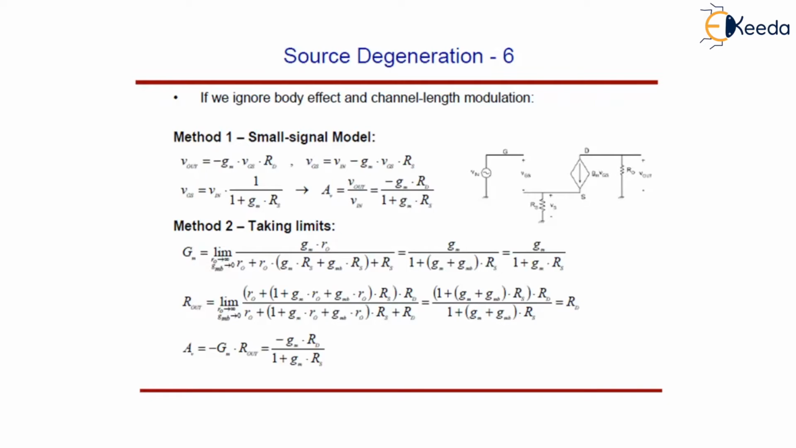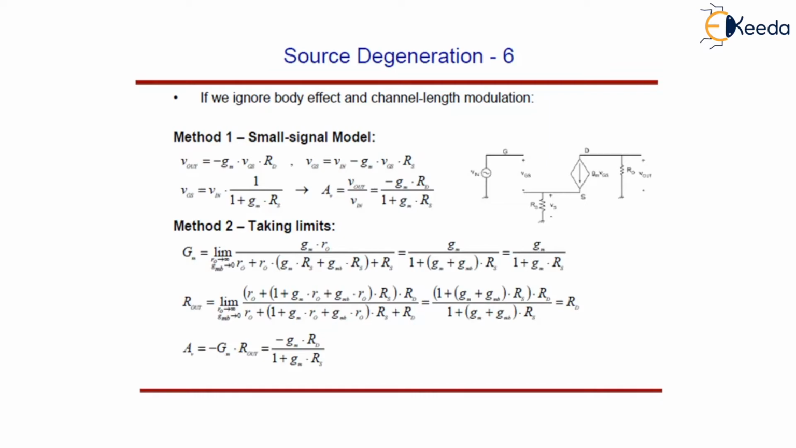Okay, so we have seen that we have used two methods, the small signal model and the lemma, and we have calculated the voltage gain using both methods. Now in this method, we will try to ignore body effect and channel length modulation, and try to find the voltage gain again.